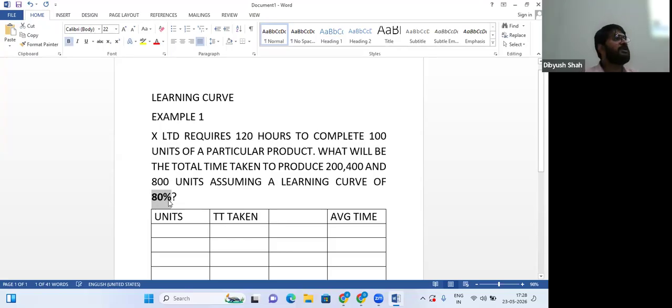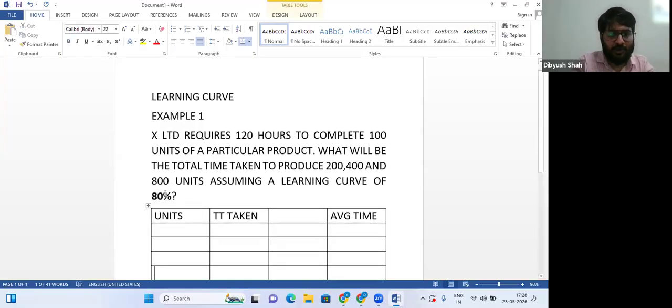Now, first question. Yes, the examiner has to tell you what is the learning curve, because different companies can have different learning curves. You cannot guess. They will always tell you. You will never have to guess. You will always be told exactly what is the learning curve. This is very important. Now, you need to remember your syllabus: cumulative, when it doubles.